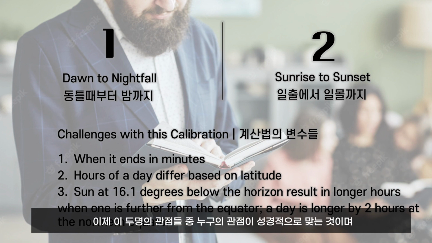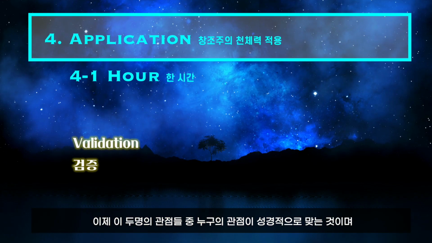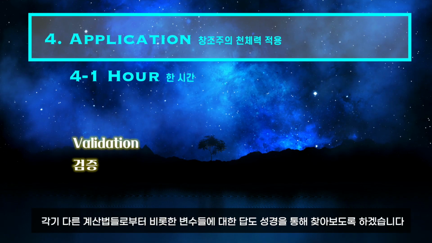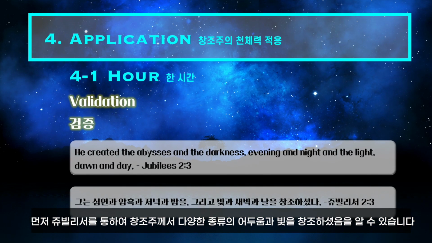So I'm going to validate which point of view is scripturally correct, and I also want to find answers to these challenges. Firstly, we need to understand that there are different types of darkness and different types of light according to the book of Jubilees.